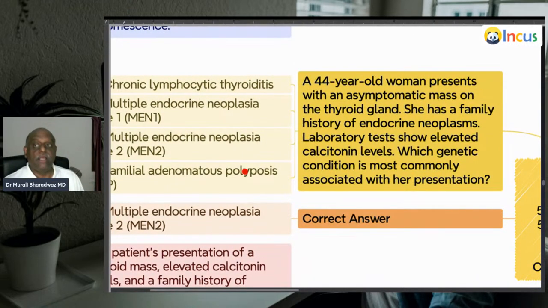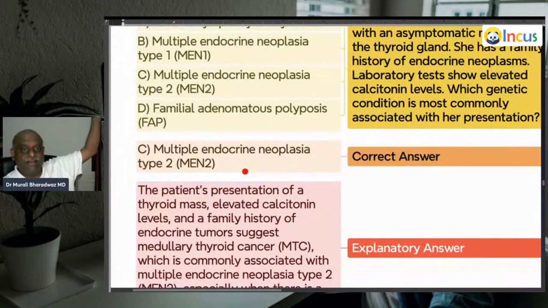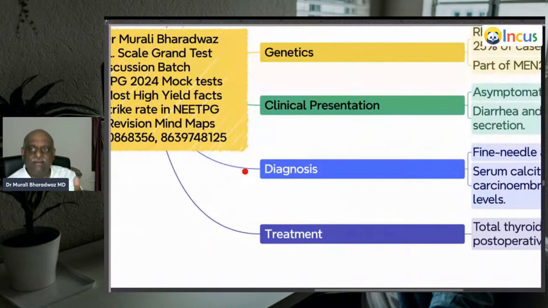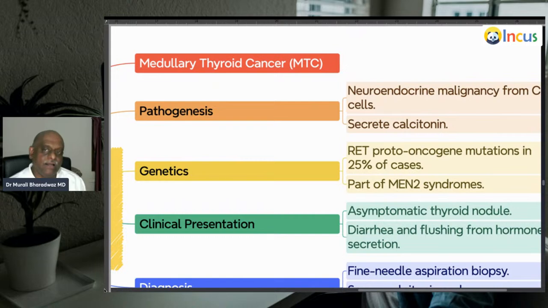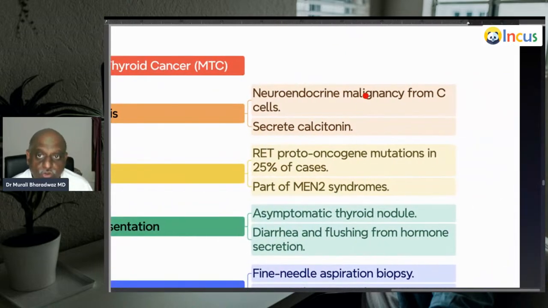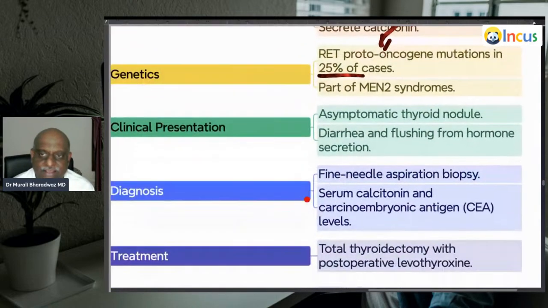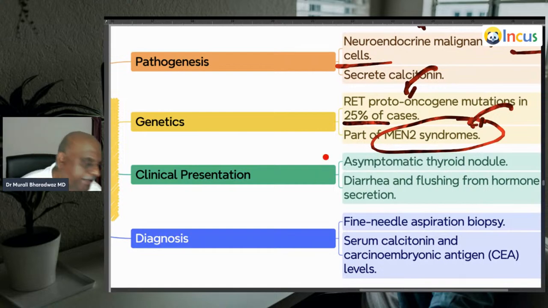A 44-year-old woman with an asymptomatic mass in the thyroid, a history of endocrine neoplasms, and elevated calcitonin. So it is multiple endocrine neoplasia type 2, especially with the past history. Medullary thyroid carcinoma typically secretes calcitonin. It is a neuroendocrine malignancy that comes from C cells. RET proto-oncogene mutation is found in 25% of cases. It can be familial and be part of the MEN2 syndrome.